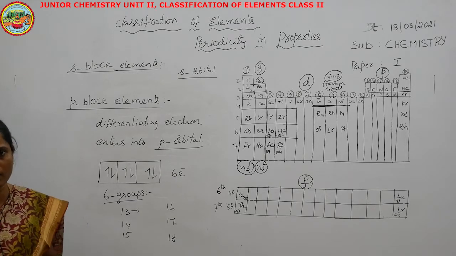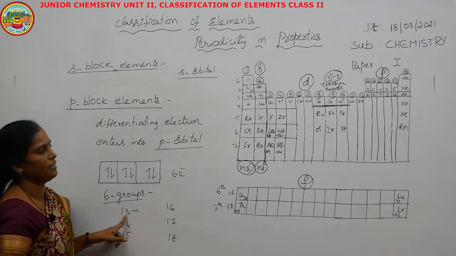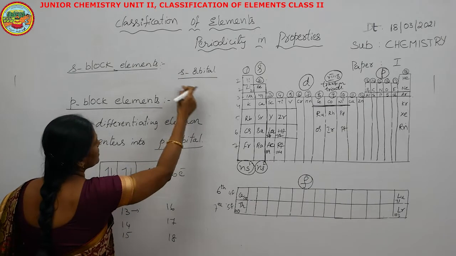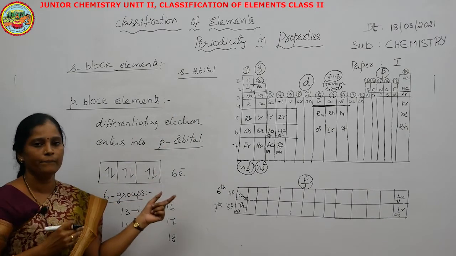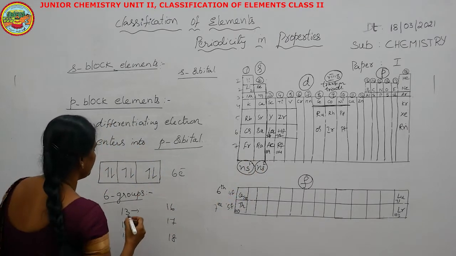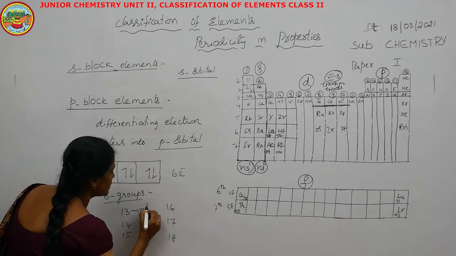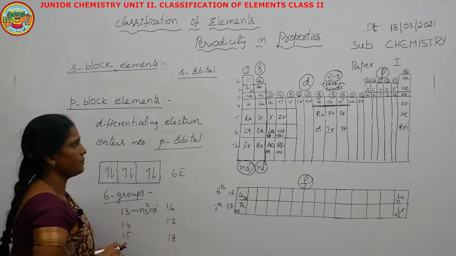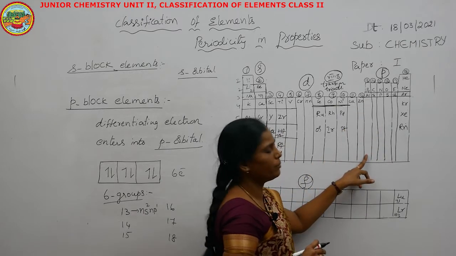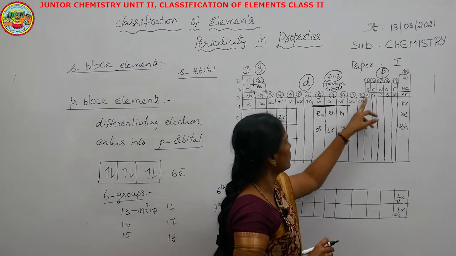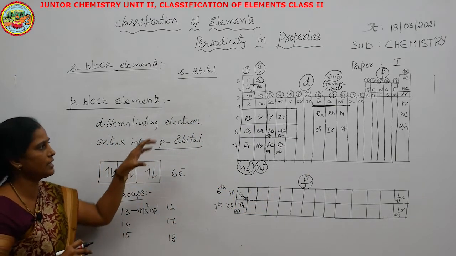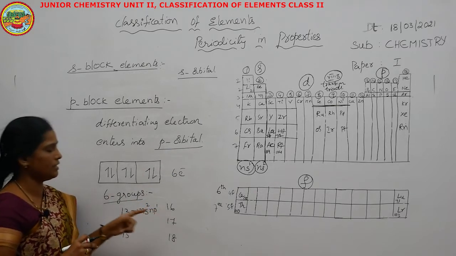The 13 group elements are called the boron family. The electronic configuration: from the s orbital, ns2 is complete. Then the s orbital is complete, and the electron enters into the p orbital. That means the configuration starts ns2 np1. In the 13th group, all these elements possess the similar outermost electronic configuration ns2 np1. All these elements possess 3 electrons in the valency.